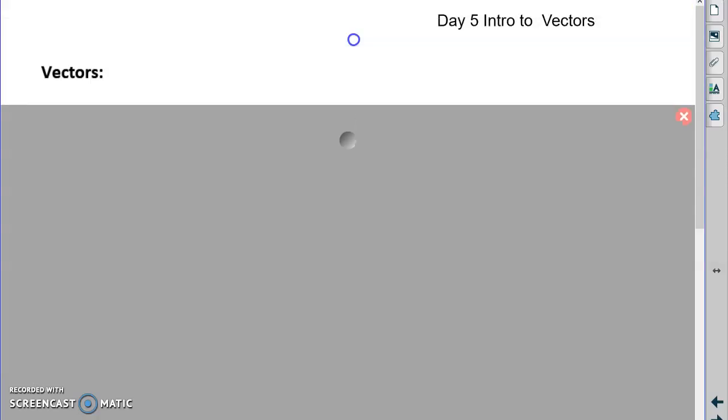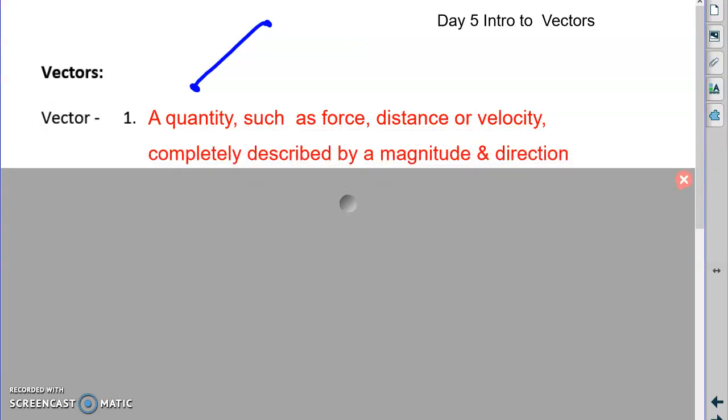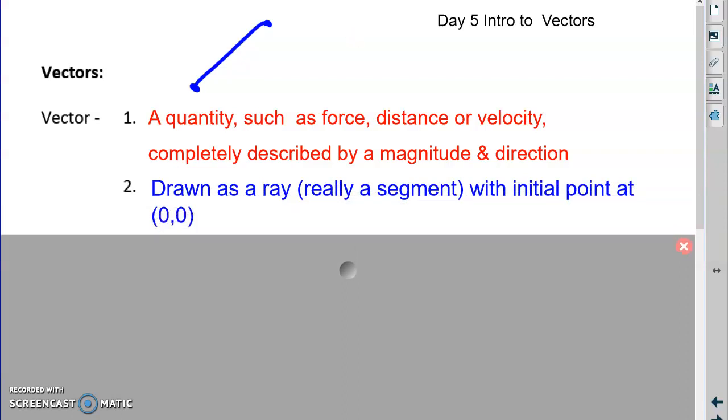A vector is something that is represented by two measurements. Not only a segment's length, but also where it aims. Up and to the left, right, what have you. So more formally, a vector is a quantity such as a force, a distance, a velocity, but it's described by both a magnitude and a direction. Magnitude being the length, direction being the angle. We're going to draw them like rays because the arrow represents which direction it's going, but it's really a segment. It has a finite length.